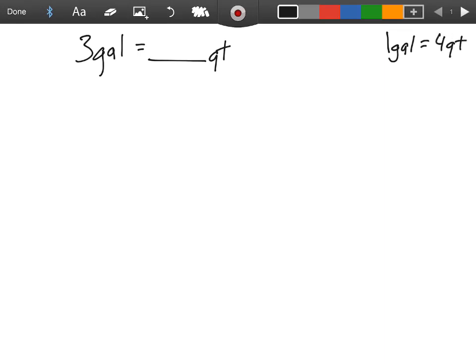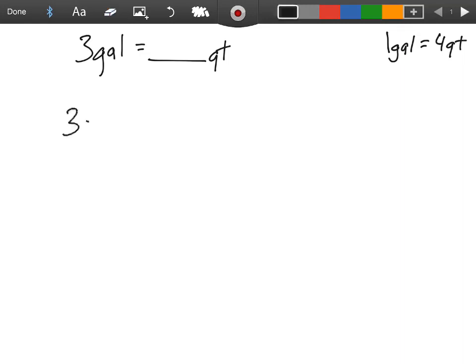You always need a conversion factor when converting. So let's say we want to start and figure out how many quarts are in 3 gallons. So we need to have a conversion factor there, and you have conversion factors attached to this assignment, and you'll see that 1 gallon is equal to 4 quarts. So we start like we have with everything else.